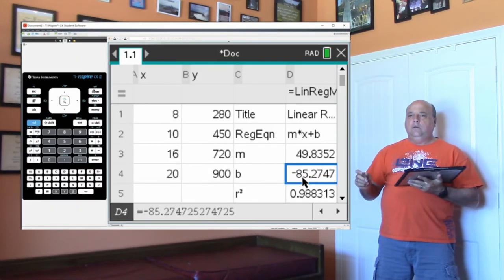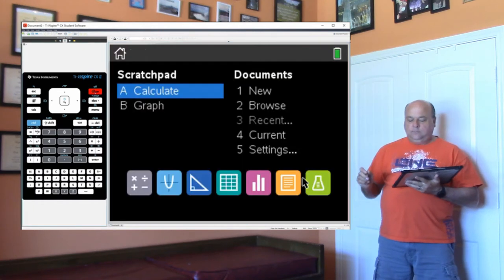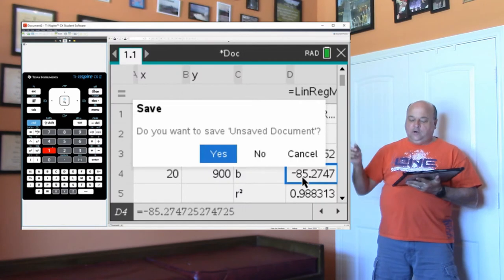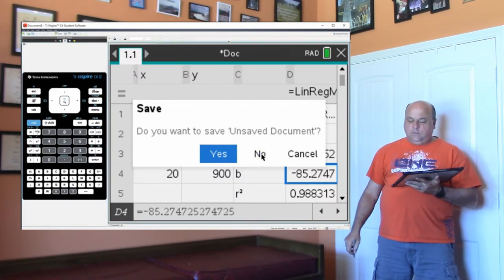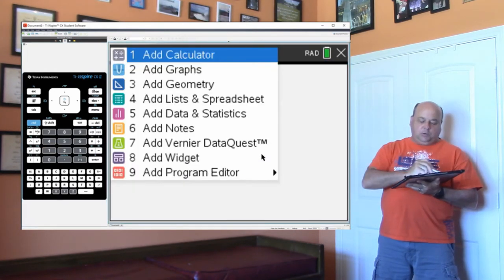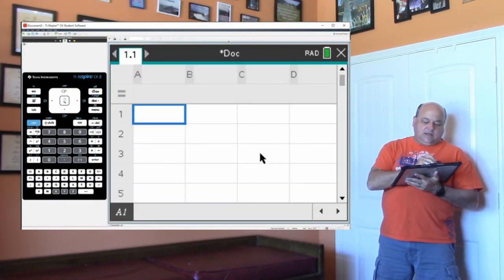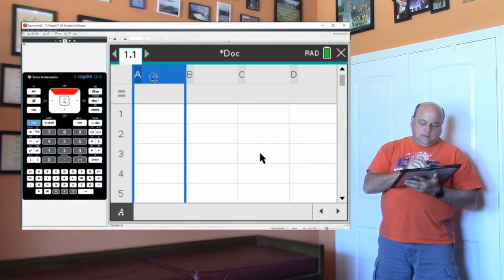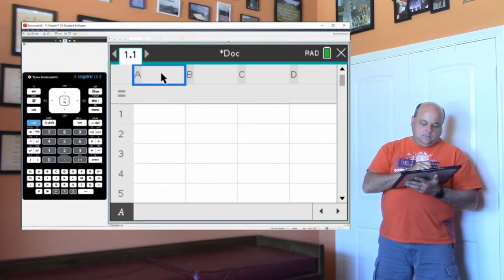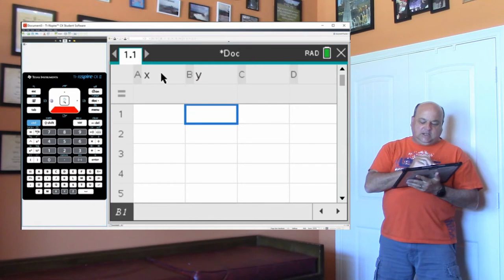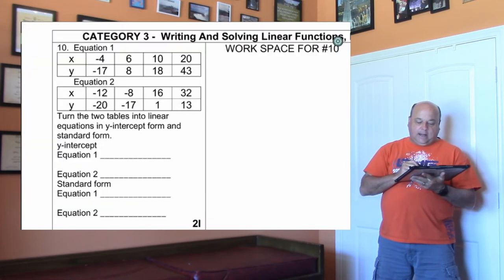So we're going to go here. We're going to hit the home button. Now then we want a new document, so 1. We do not want to save it, so click on the no. We want to add a spreadsheet, do a 4. Put X and Y at the top. Do not type anything into the gray spaces, and then let's put our data.